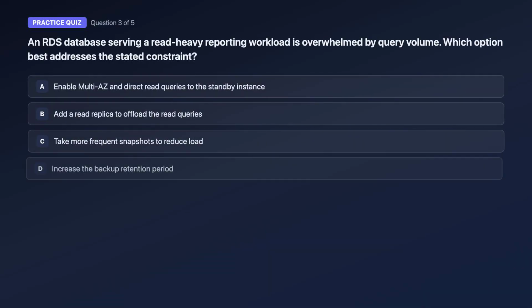Question 3. An RDS database serving a read-heavy reporting workload is overwhelmed by query volume. Which option best addresses the stated constraint? A. Enable multi-AZ and direct read queries to the standby instance. B. Add a read replica to offload the read queries. C. Take more frequent snapshots to reduce load. Or D. Increase the backup retention period. Run the survival versus growth rule before you answer.